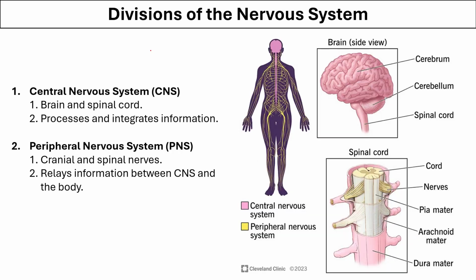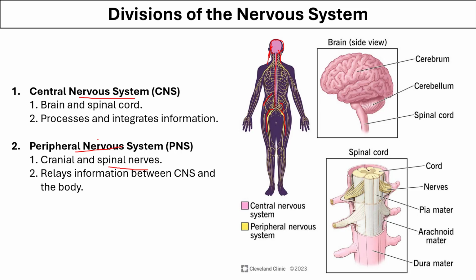Now let's look at the divisions of the nervous system. Your nervous system is divided into two main parts. The central nervous system, which in this picture is indicated in pink color, contains the brain and the spinal cord. And the peripheral nervous system contains all these yellow colored nerves that are arising from the brain as well as the spinal cord. The nerves that arise from the brain are called the cranial nerves, and those arising from the spinal cord are called the spinal nerves.